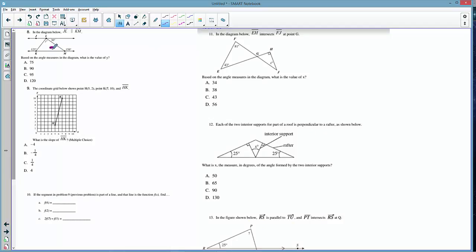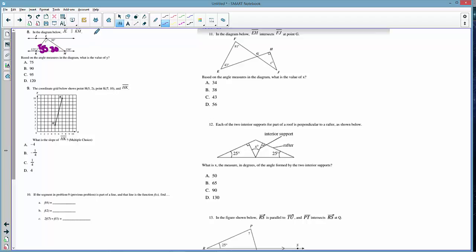150 and 30. That makes this 30. Of course, they're also parallel. Actually, I don't know if they indicated they're parallel, yeah, they did. They're parallel. 125 plus something equals 180. It's 55.